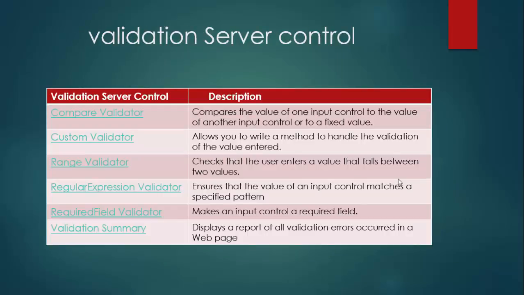Compare validator compares the value of one input control to the value of another input control or to a fixed value. Custom validator allows you to write a method to handle the validation of the value entered. A range validator checks that the user enters a value that falls between two values. Regular expression validator ensures that the value of an input control matches a specified pattern.